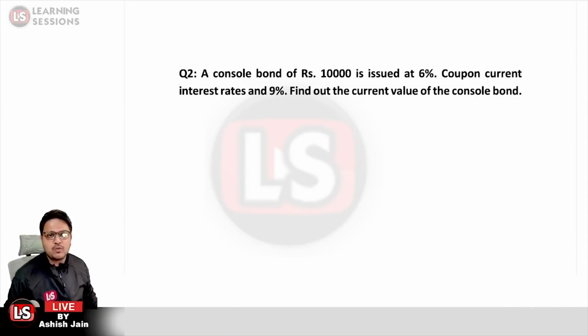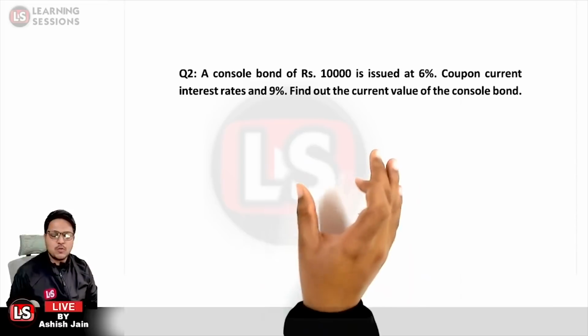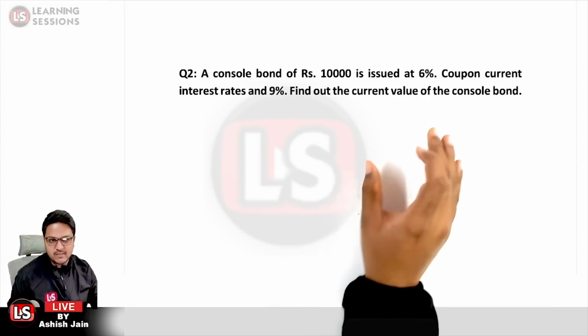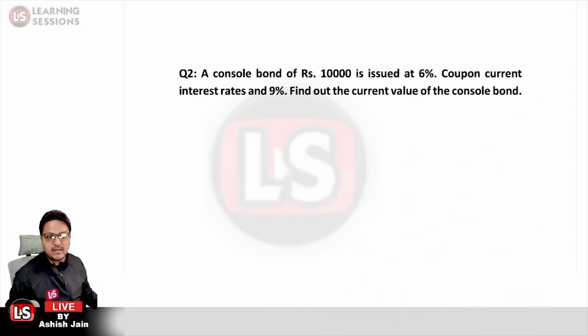Next, it is related to the question that a console bond of rupees 10,000 is issued at 6% and the current interest rate is mentioned to be 9%, and we need to calculate the current value of the console bond over there. Now, what is a console bond? A console bond is a bond over which you are getting the coupon for an indefinite time period. That is, it has no maturity. A perpetual bond is also said to be a console bond. But these console bonds have a limitation that they are not redeemable.